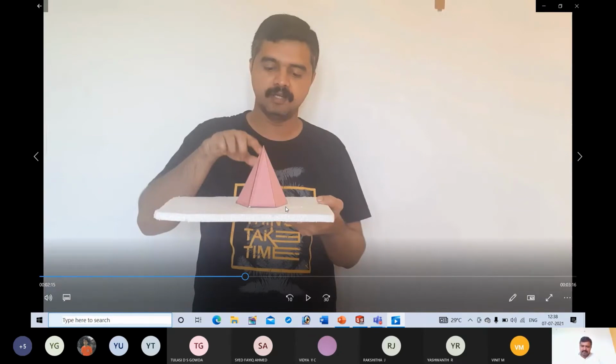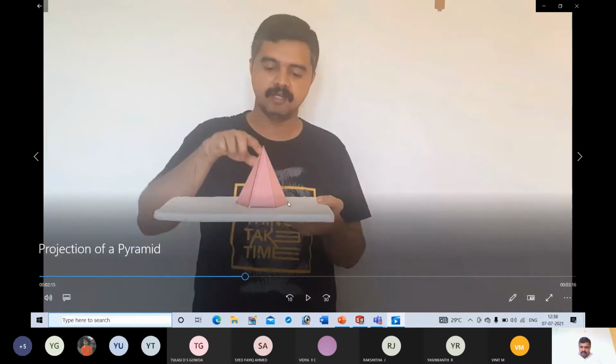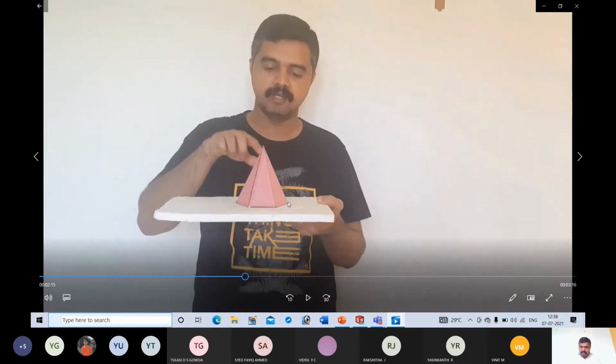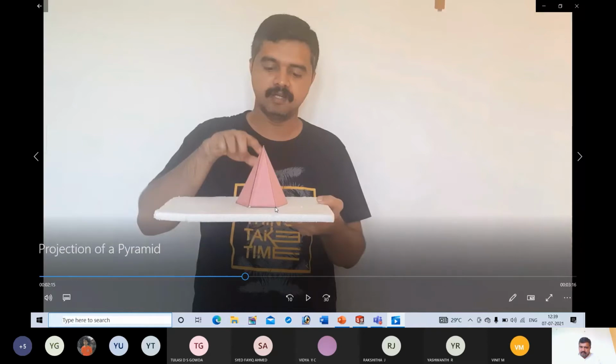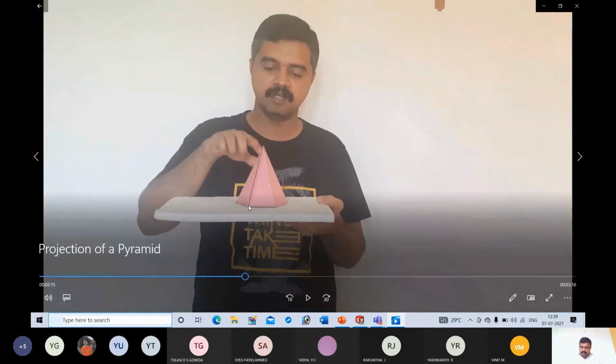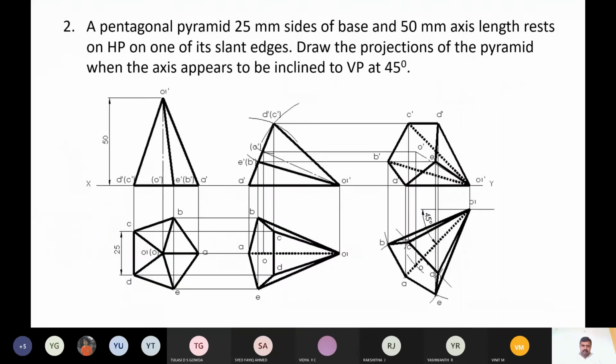Slant edges are the inclined lines connecting apex to corners of the base. Here, this is one of the corners of the base. A line connecting this corner and apex is one slant edge. Similarly, a line connecting this corner and apex is one more slant edge, and so on. Now consider the problem statement. It is resting on one of its slant edges. So slant edges may be A to O1, B to O1, E to O1, D to O1, C to O1. These are the slant edges.